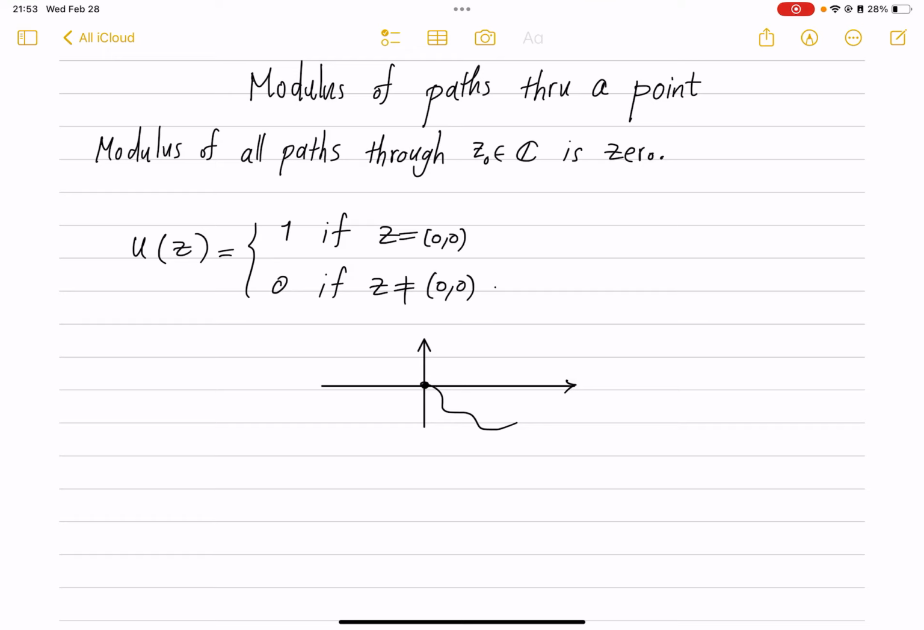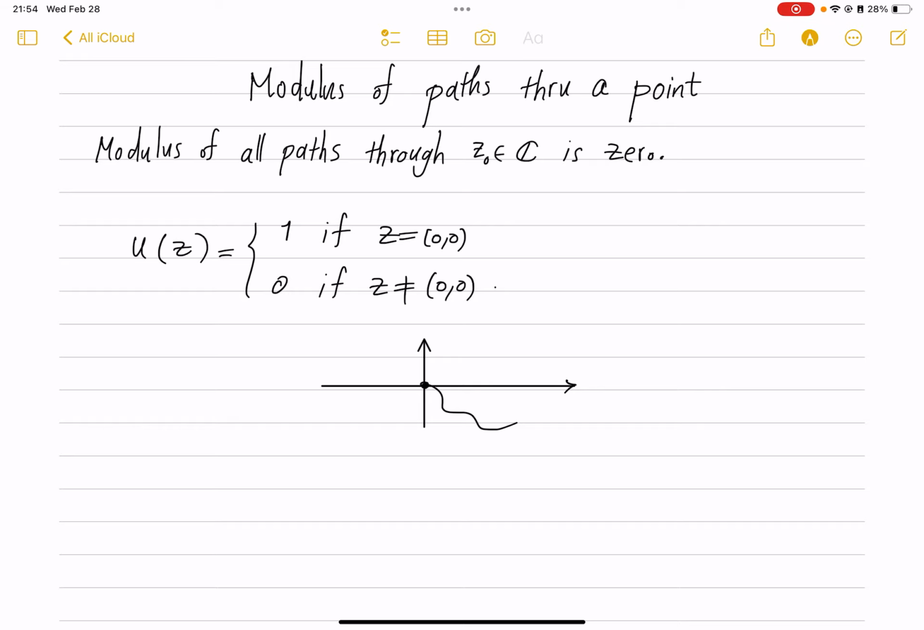Fix a point in the plane and consider all non-constant paths that go through that point. Then the modulus of that family is 0. We have seen a proof of this, but not explicitly. Remember the function which was 0 everywhere other than at the origin, where it was equal to 1.